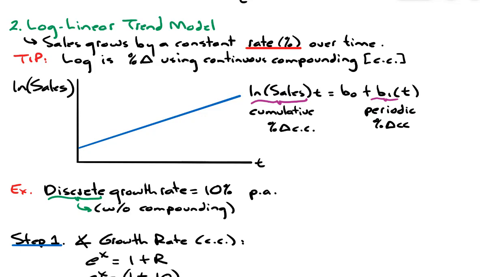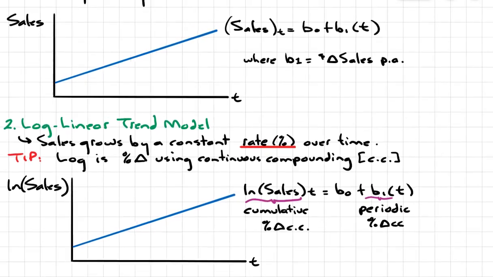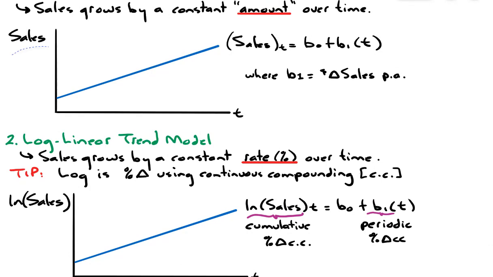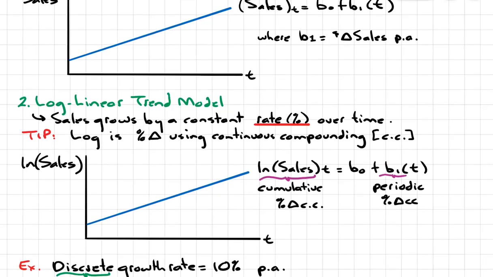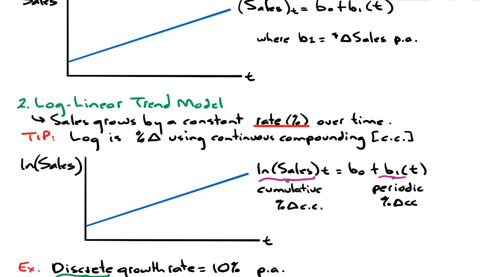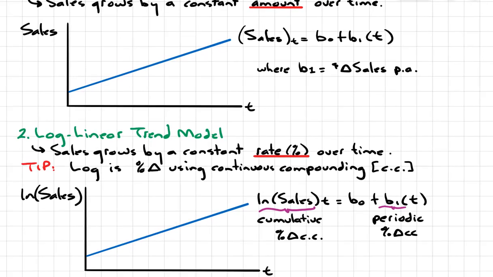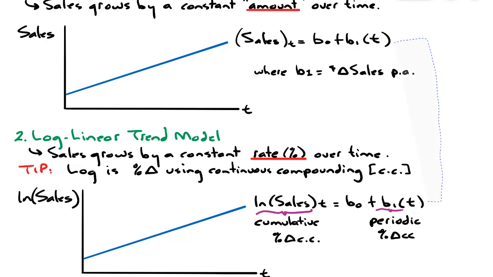So once again, I just want to show you the contrast between the trend model and log linear. With the trend model, we're plotting total dollar sales. With the log linear, we're plotting the total percentage change in sales. The B1 here, the slope, tells us what the dollar change in sales is per period. But the B1 here, because it's a log model, is telling us what the percentage change in sales is per period. So it's the exact same template, the exact same framework. The only difference is instead of plotting dollar sales, we are plotting percentage change in sales.